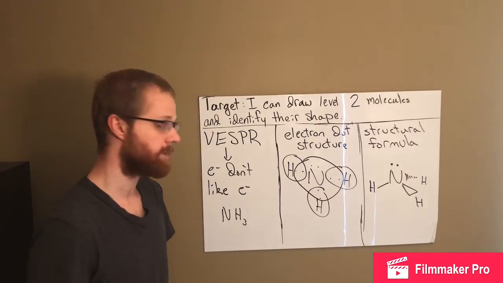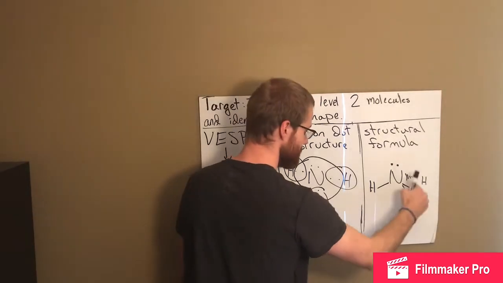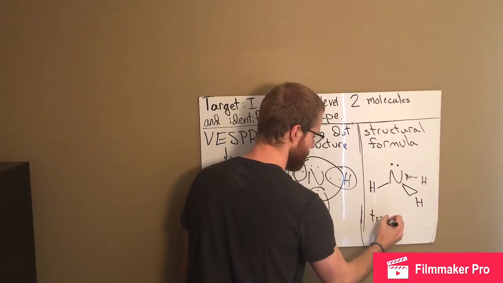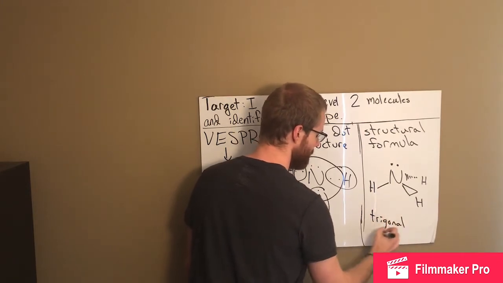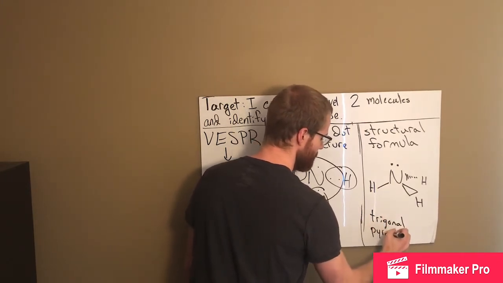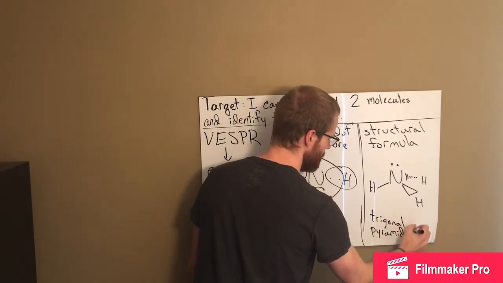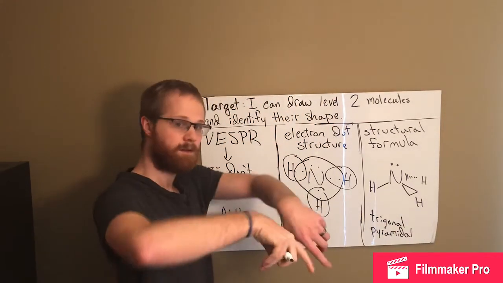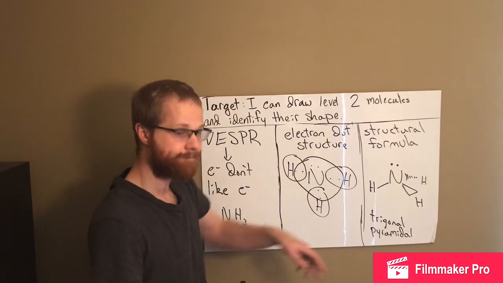This creates something that we call trigonal, because there is kind of a triangle going on there, trigonal pyramidal. Because if we actually create this structure in real life, it kind of looks like a pyramid. Okay?